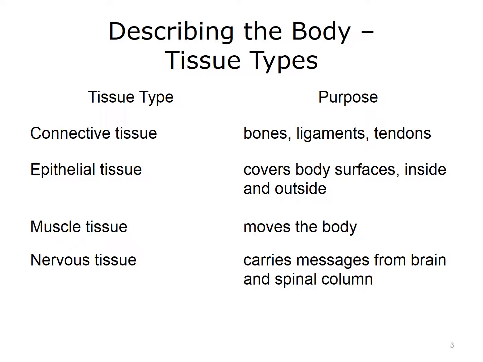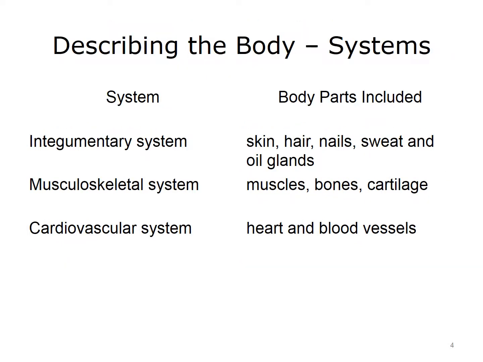Nervous tissue carries messages from the brain and spinal column and allows information to be sent between the brain and the rest of the body through a network of nerves. Cells form into tissues, tissues form into organs, and organs form into systems. A system is composed of several organs functioning together in a coordinated manner.